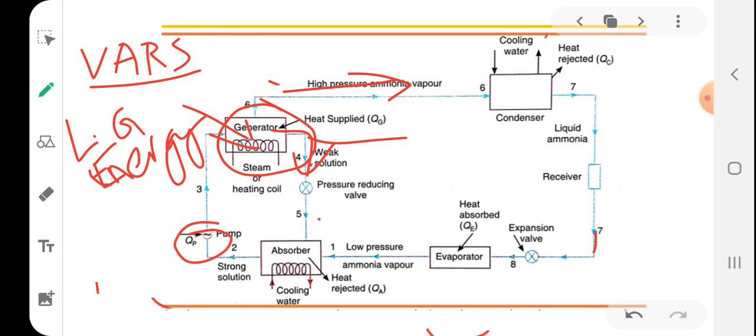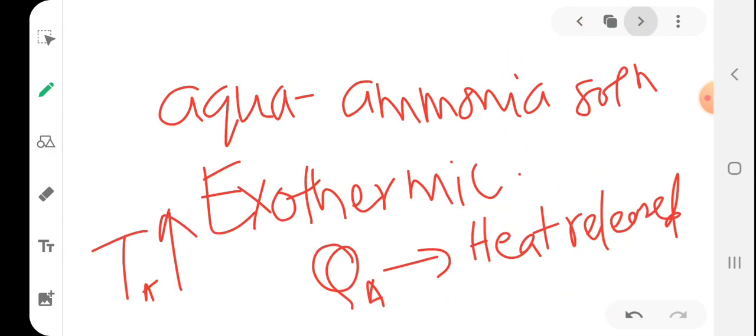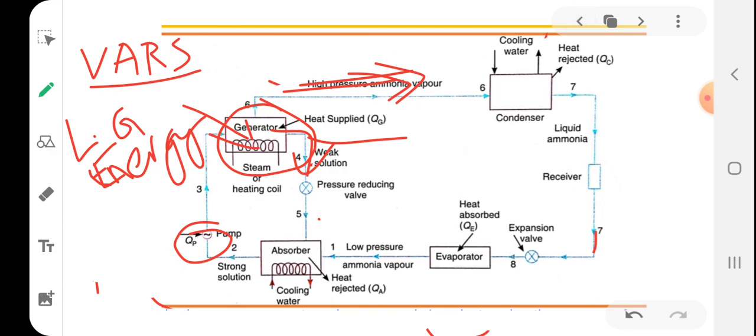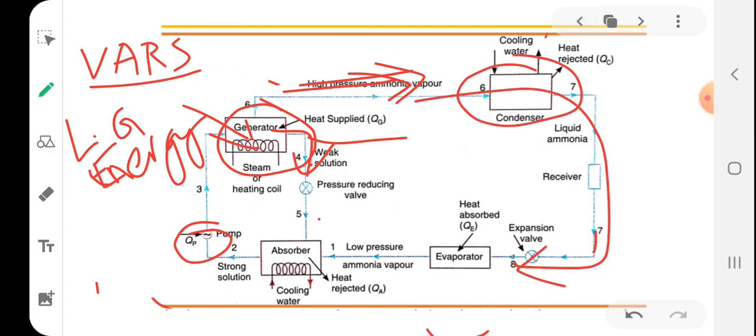So since ammonia gets easily vaporized, it will form the vapor as soon as heat is applied, and it will move to the condenser, but the water still remains in the liquid form and comes back to the absorber, so that we can ensure that only pure refrigerant passes through the various components of the refrigeration system.